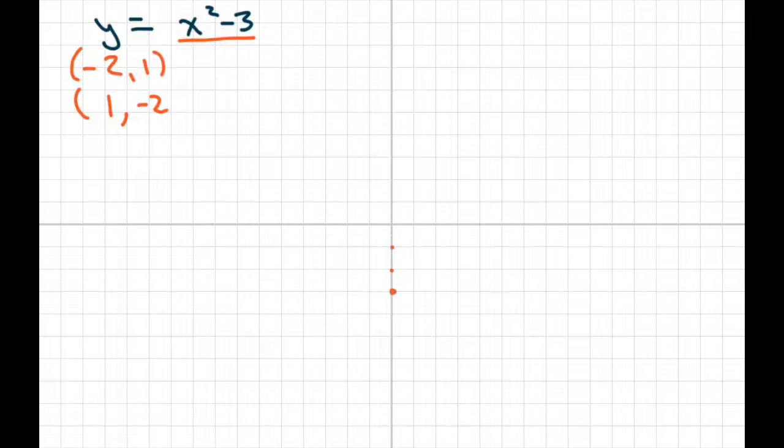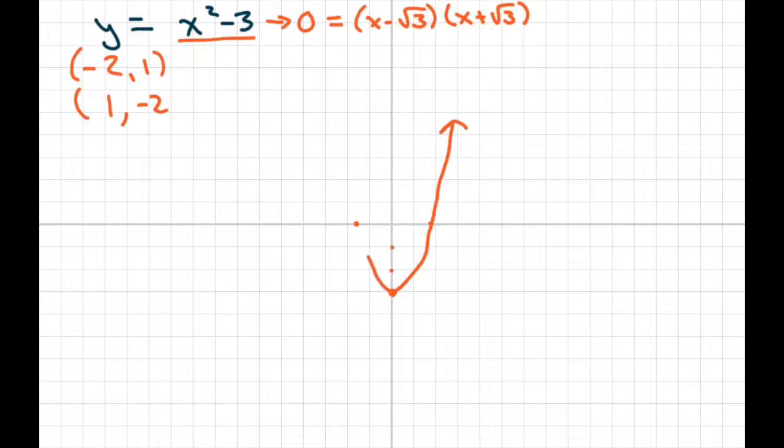1, 2, 3. And also, if you factor this, set it to 0, you get x minus square root of 3 times x plus square root of 3. And square root of 3 is approximately 1.73. So I'll put it about there and there. So there's that curve right in there. And so there's that. Let's see if I can get it better graphing these. So -2 maps to 1, so there's that. And 1 maps to -2.